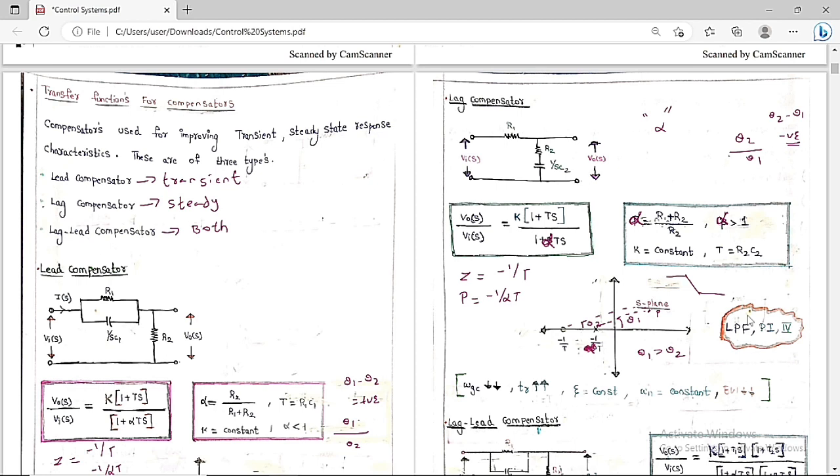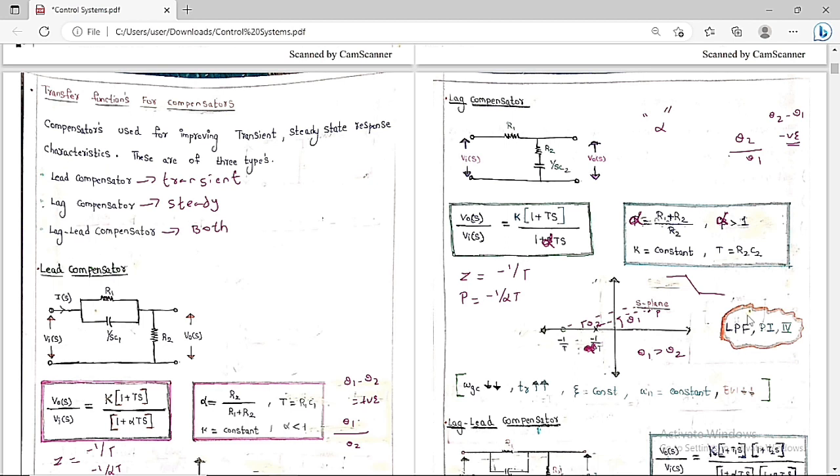So only the low frequencies get passed through this circuit, but not the higher frequencies. So this is also called a low pass filter. And this is also called a PI controller.